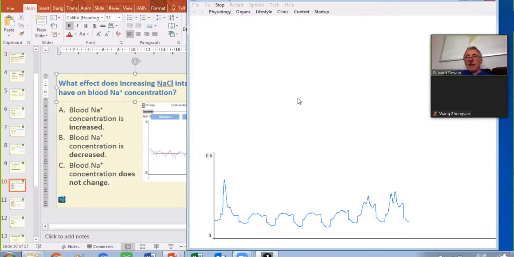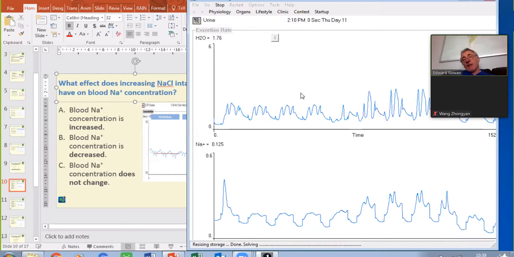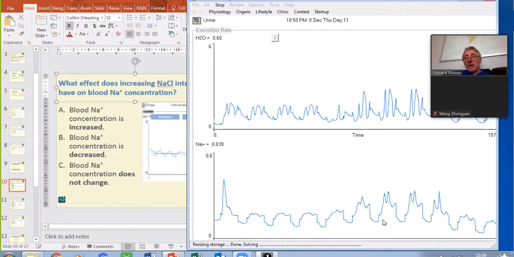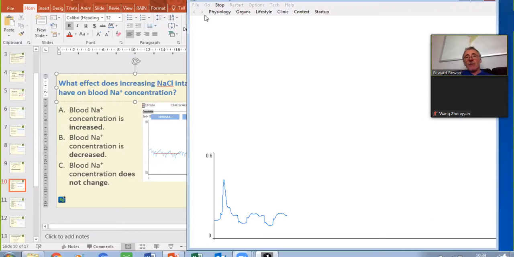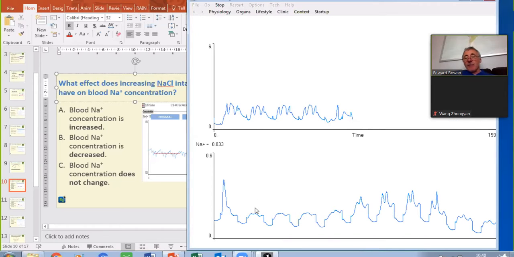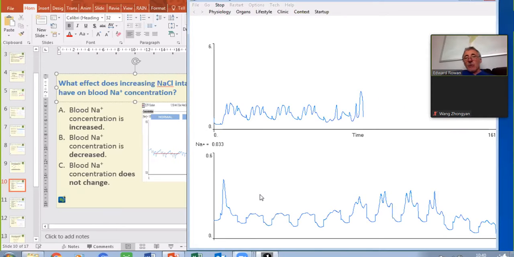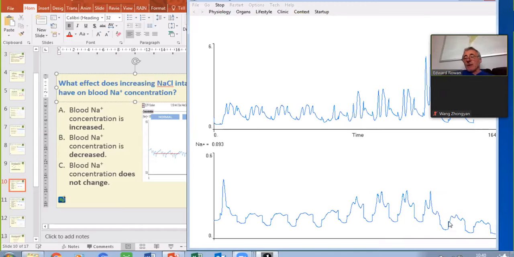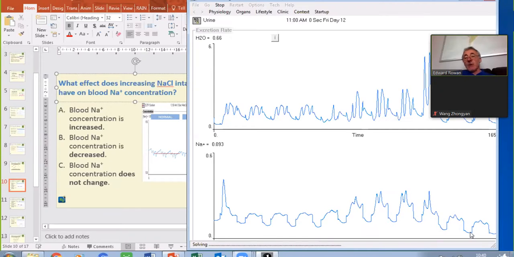Okay, almost there. Like I said, the graphs are quite complicated looking, but that's just the nature of the physiology accompanying the simulation. If you look at the bottom part, you can see a little bit of a trend. Let's go again, another day. So this is the sodium concentration. With high sodium, the sodium concentration increases, and with low sodium, the sodium concentration decreases. So that's what you might expect.